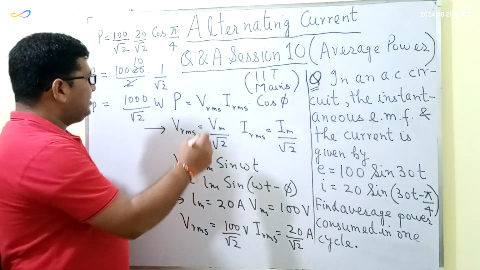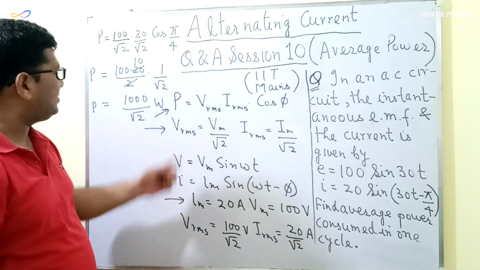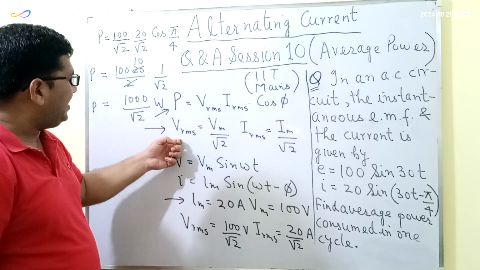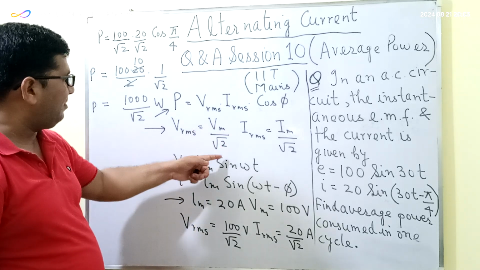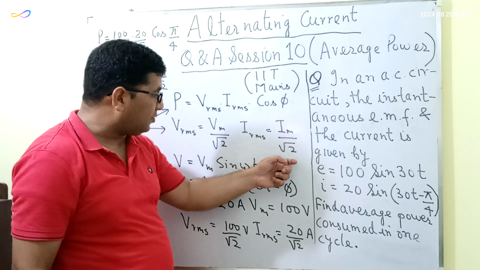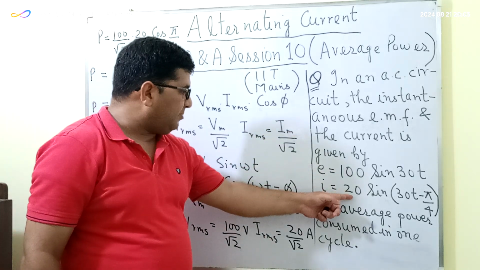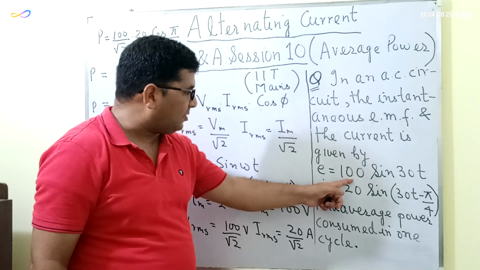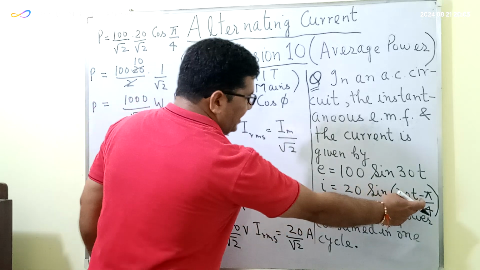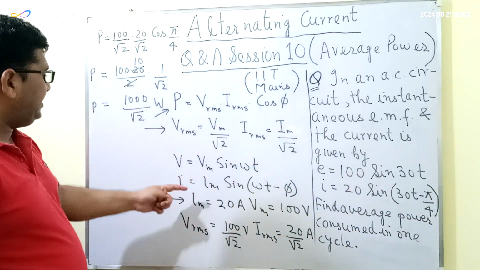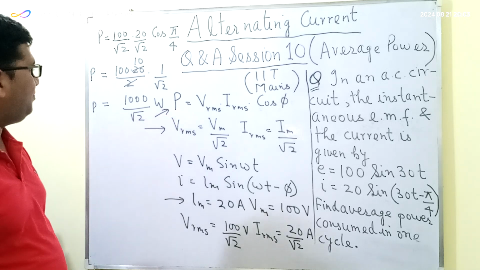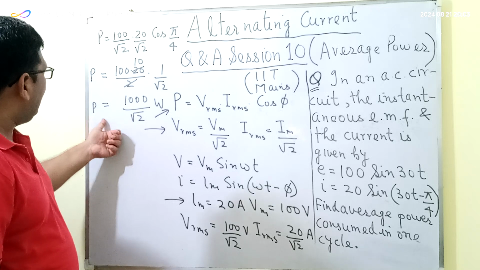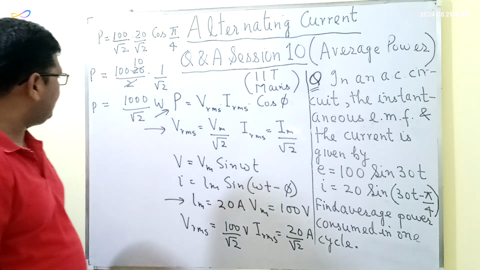So here the most important thing is that we have to use the formula, that is average power is equal to Vrms into Irms into cos phi, and then we have found the value of Vrms by using the equation Vrms is equal to Vm upon root 2 and Irms is equal to Im upon root 2. Now from these two equations, Im is equal to 20 amps and Vm, that is the voltage amplitude, is equal to 100 volts, and phi, that is the phase angle, is equal to pi by 4. So substituting these values in P is equal to Vrms into Irms into cos phi, we are able to find the value of the average power which is consumed in one cycle, which is equal to 1000 divided by root 2 watts.